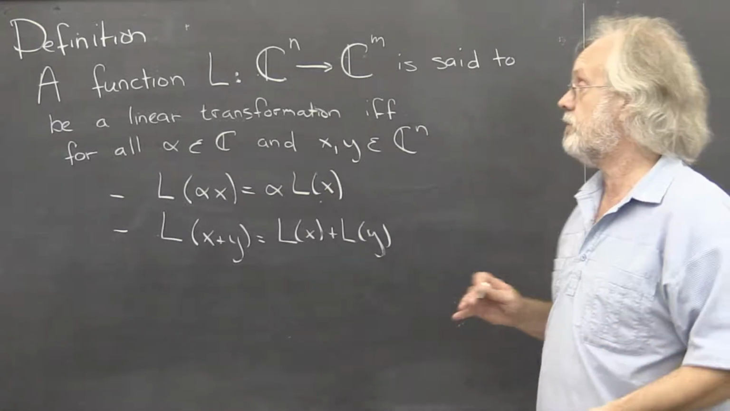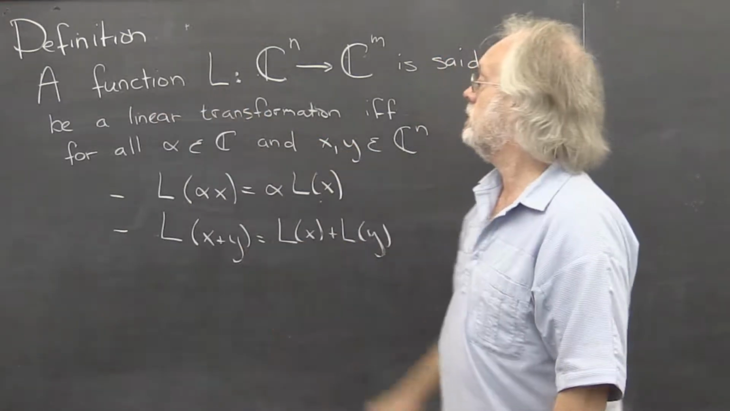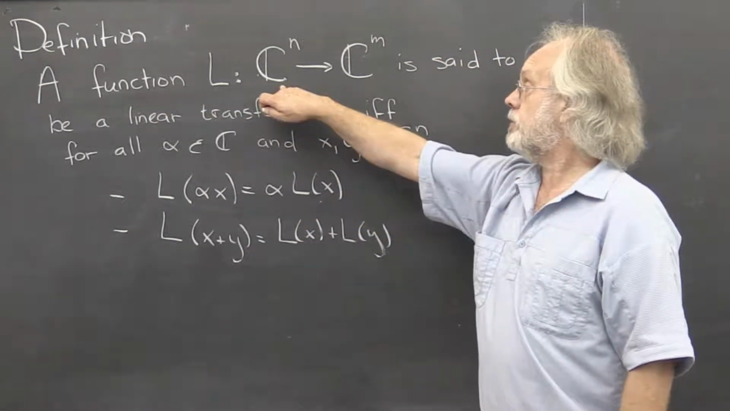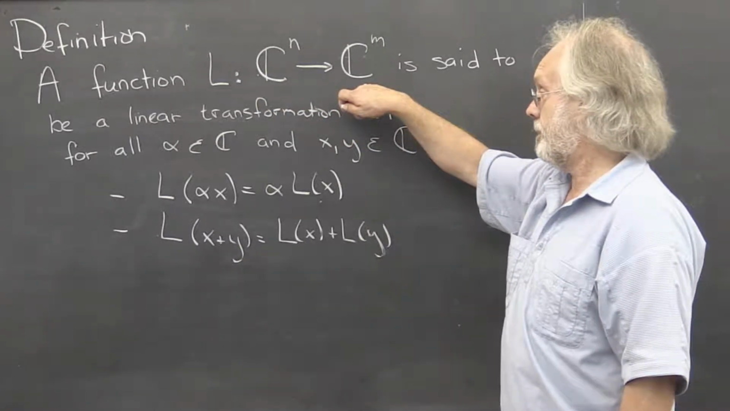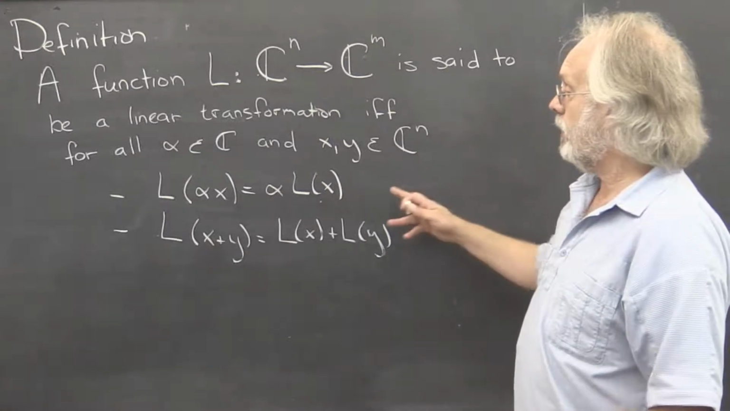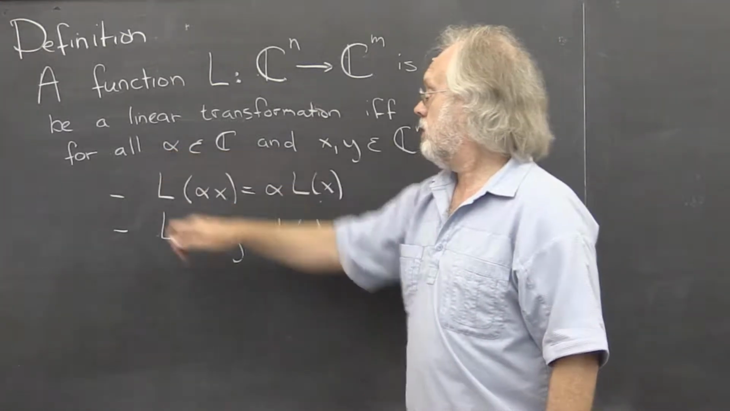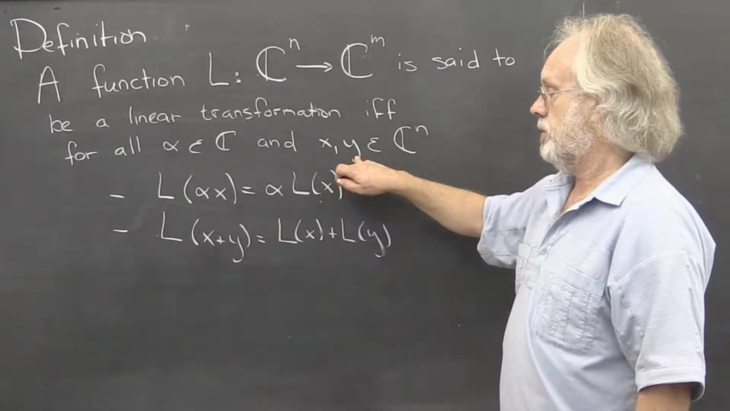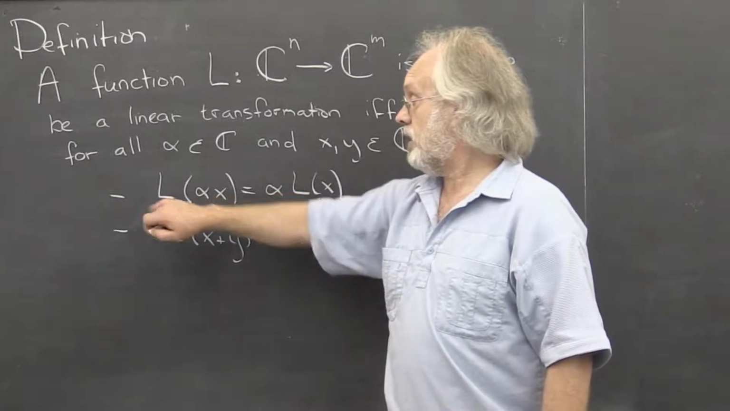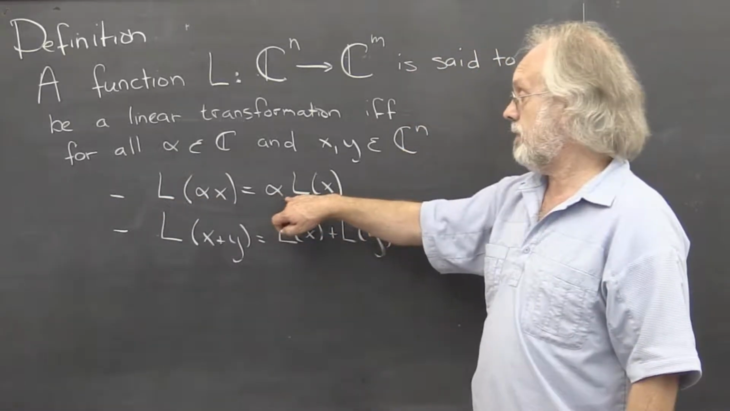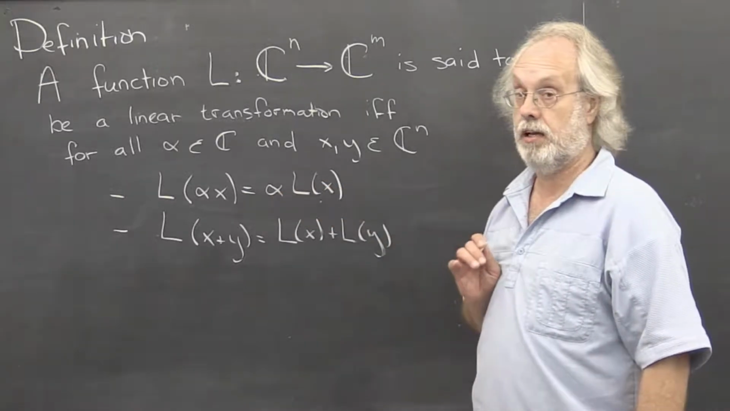What is a linear transformation? A linear transformation is a function, let's call it L, that maps a vector of size n into one of size m. And it has to have the following two properties. If you're given a scalar and two vectors, if you first scale a vector and then you transform it, you must get the same answer as if you first transform the vector and then scale it.